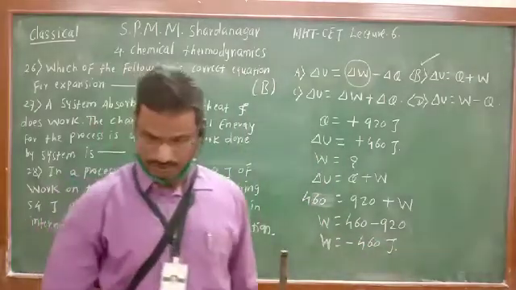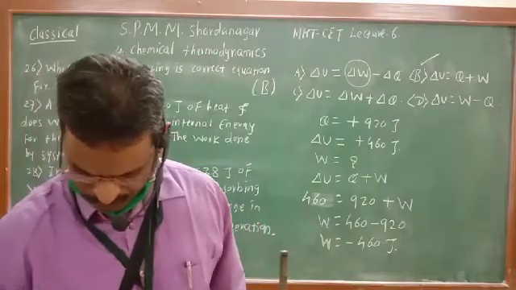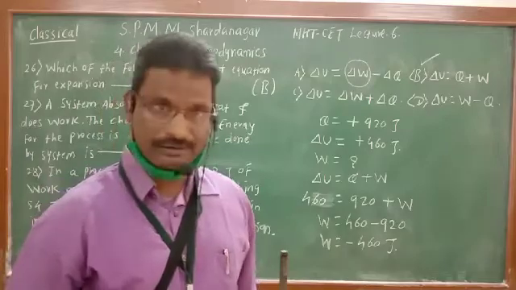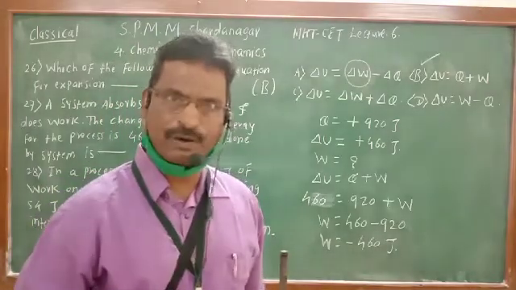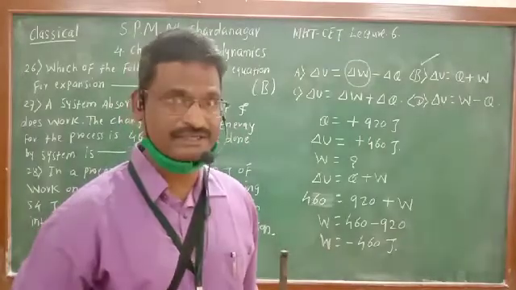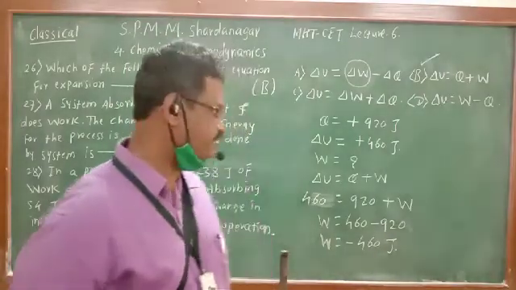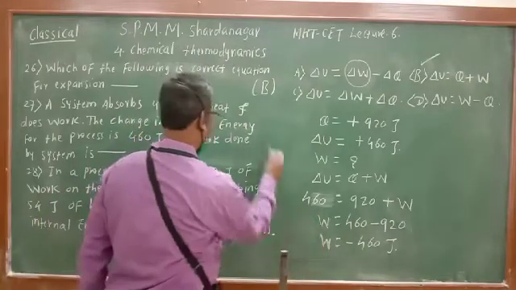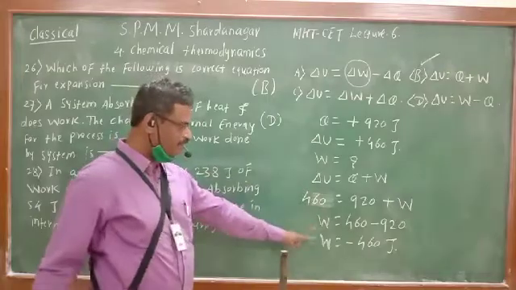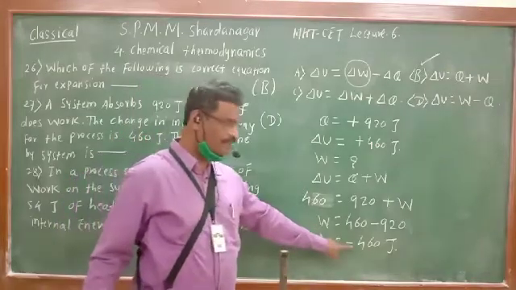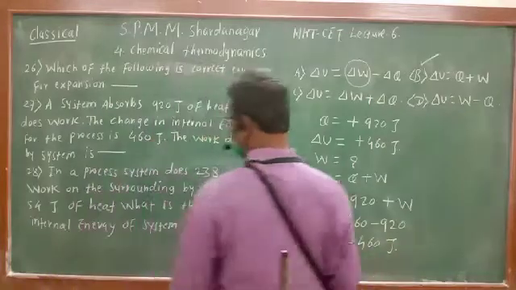They have given four options. The first option is plus 250 joule, second minus 250 joule, third plus 460 joule, and the last is minus 460 joule. So we have the last option. Option D is correct because we are getting W equal to minus 460 joule. Now see question number 28.